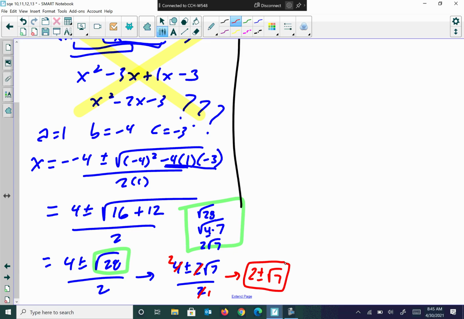From 4 and 5. It's not on this problem. It's just 4 and 5. So 4 would break down to 2, right? But 5 won't break down under a square root, right? Okay.